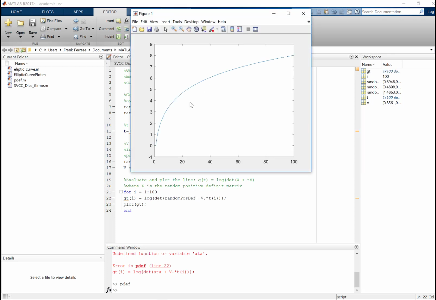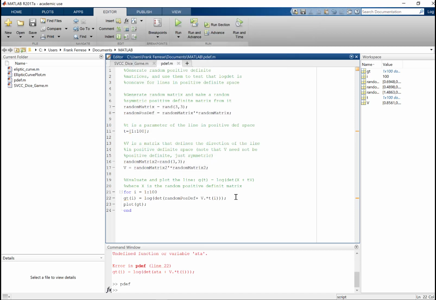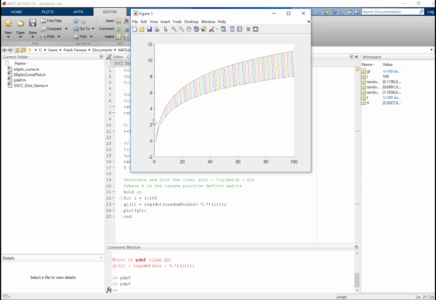Okay, and we see that this is concave. Here we're generating all of these functions, and they are all concave. So we did 100 of them. Of course, this was random. If we do it again, it'll be different.